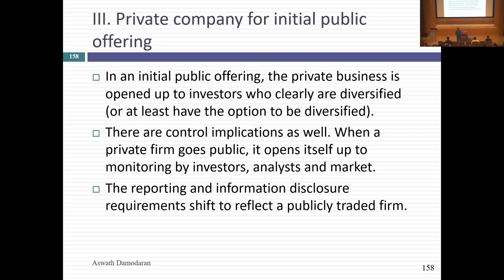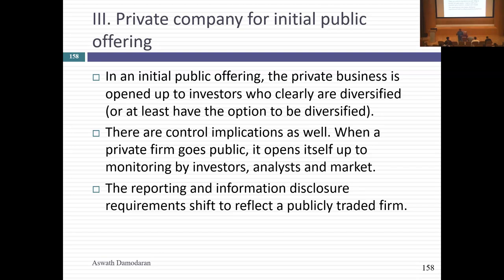Is everybody familiar with the process of IPOs? A company wants to go public. What's the first thing they need to do? They need to file a prospectus with the SEC. And around the world, there are variations, same thing, but you file a prospectus. What's a prospectus? It looks like a 10K for a private company, right? So it has all of the information that you have in a 10K.